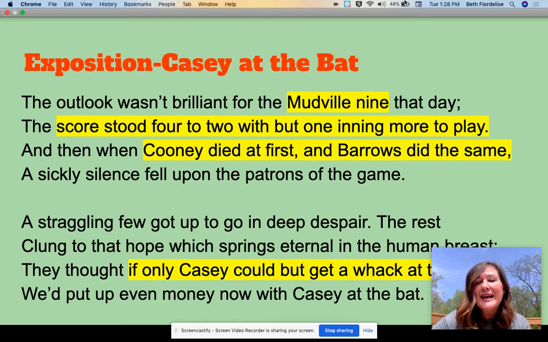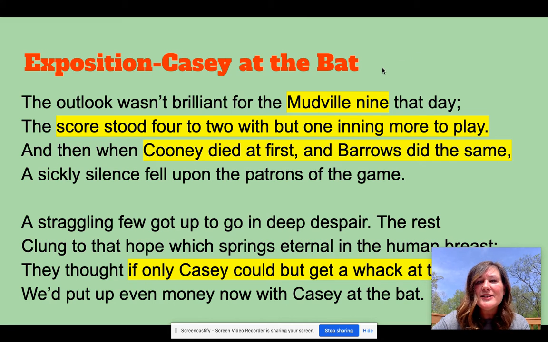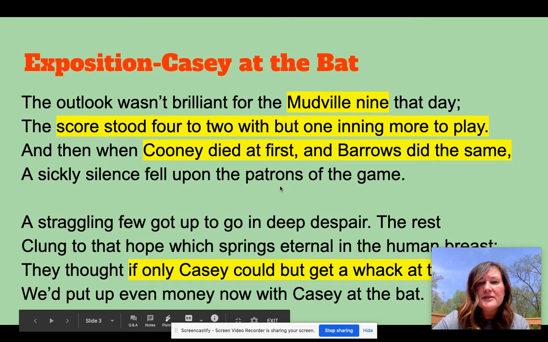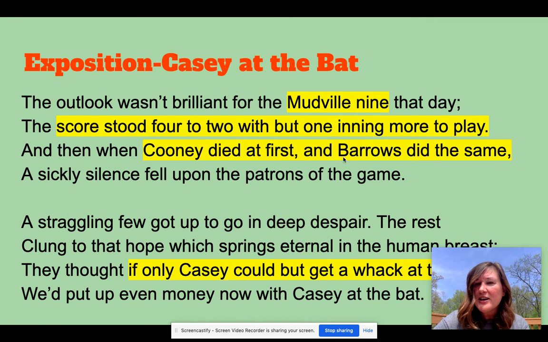So let's look at Casey at the Bat. And let's start with the exposition. You'll notice that the exposition for Casey at the Bat took two stanzas to do, two quatrains that each have 4 lines each. And we are automatically in that very first line told where it happens. It's in Mudville. We know it's a baseball game, that's the setting. And we know the problem, that the score stood 4-2 with but one more inning left to play.